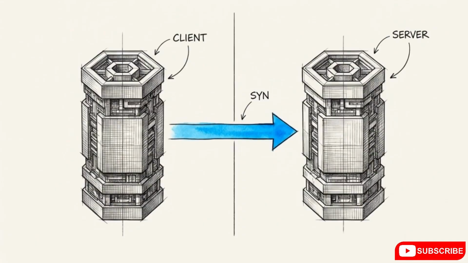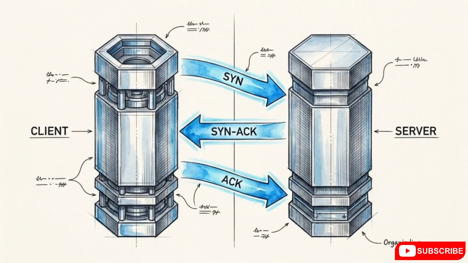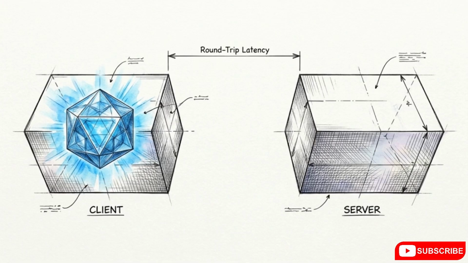As shown in this schematic, they drive the 3-way handshake. Before any data moves, the client sends a SYN packet, the server responds with a SYN ACK, and the client confirms with an ACK. Both sides now agree on their starting sequence numbers. This handshake ensures mutual readiness, but it demands an entire round trip of latency before a single byte of actual application data can be transmitted.